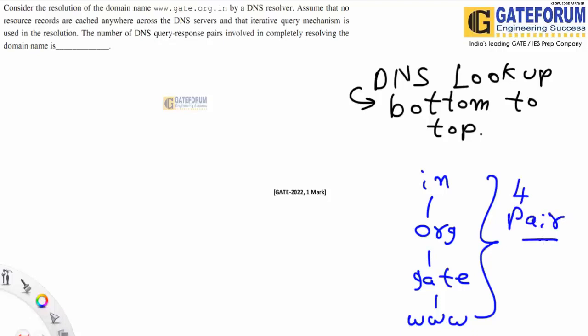So we are asking the number of DNS query response pairs. It's basically four. They will iteratively check first for in, then org, then gate, then www. In this way, the entire execution will be happening. So our answer would be four.